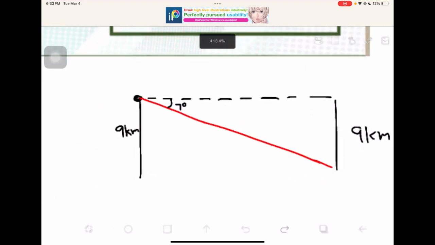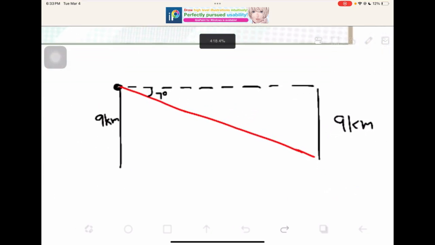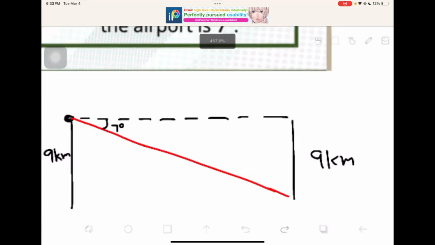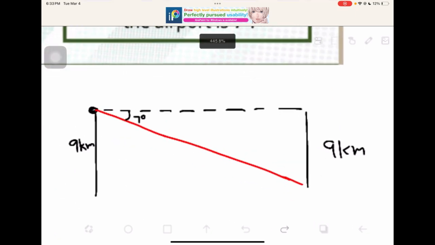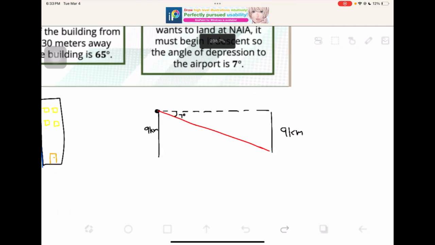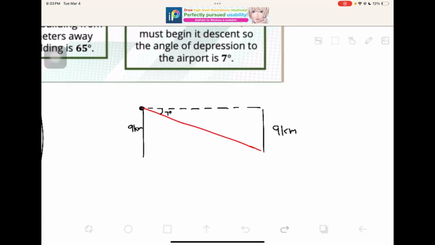Okay, so based on this knowledge, let's try to find out what is the value over here, the red line, and the horizontal distance. We can also solve for both of those. So I'll be right back just to make sure my solving is correct.